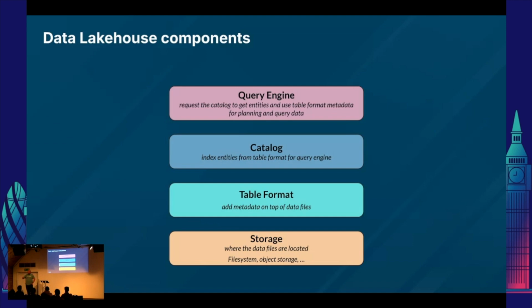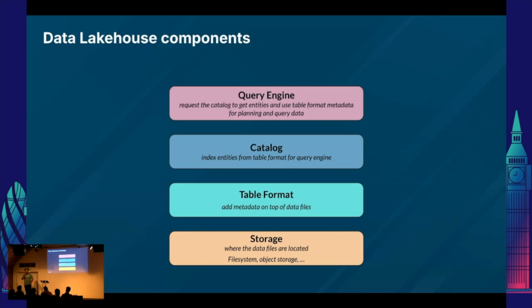The first layer is the storage. It's basically where the data files are located. It could be a file system, could be an object store, like S3, whatever. On top of that, we have a table format, which is what we're going to discuss just after, Apache Iceberg. And on top, we have the engines, so Flink, Spark, Dremio, whatever. And between the two, we have a catalog.